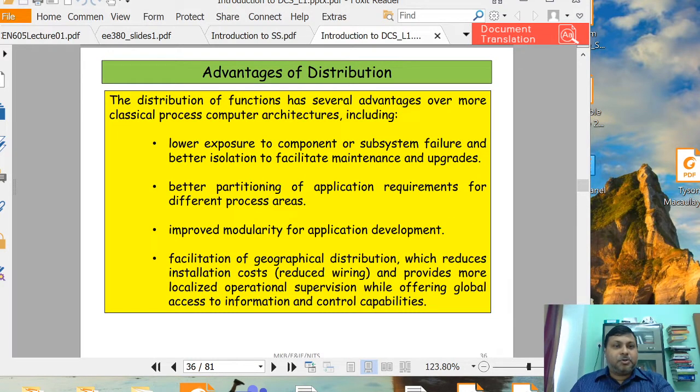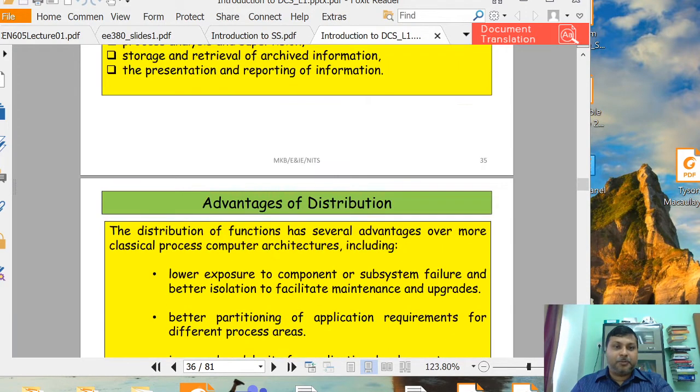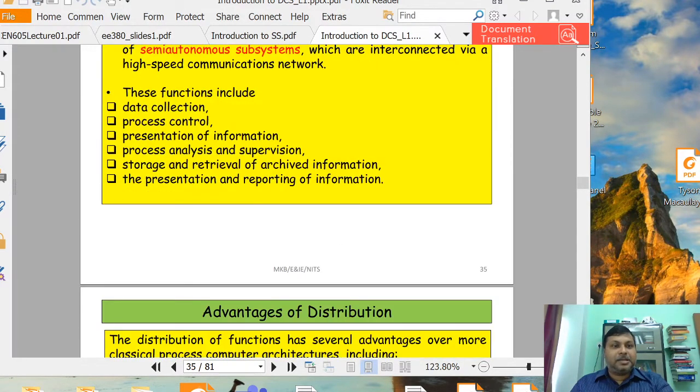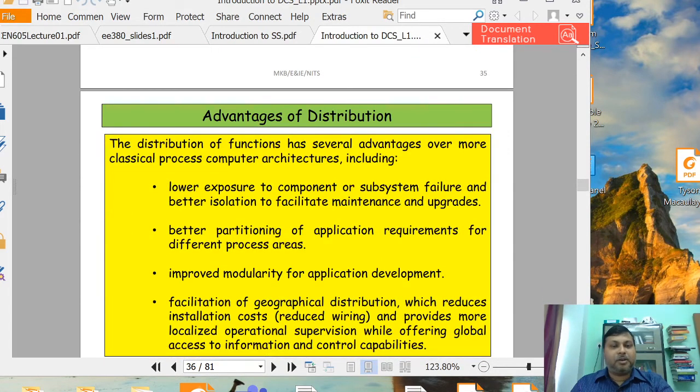Now the distribution of the functions has several advantages over more classical process computer architecture, including lower exposure to component or subsystem failure that I have just discussed, and better isolation to facilitate maintenance and upgrade. Suppose for the maintenance some of the parts have to be repaired. What will happen? The whole performance of the system is not going to be affected. Only that part of the process you can do the maintenance on. For that it is not required to suspend all the processes.